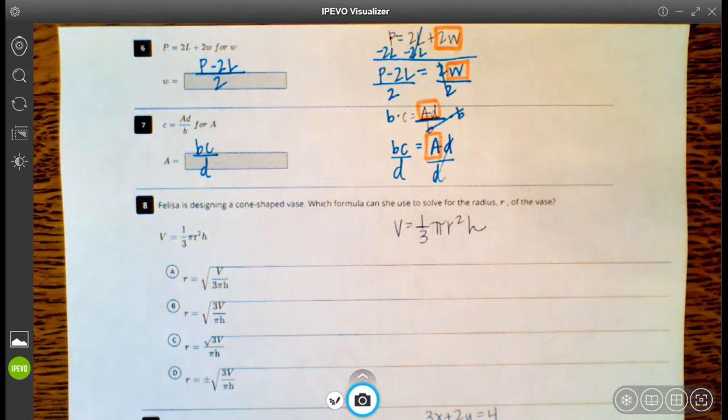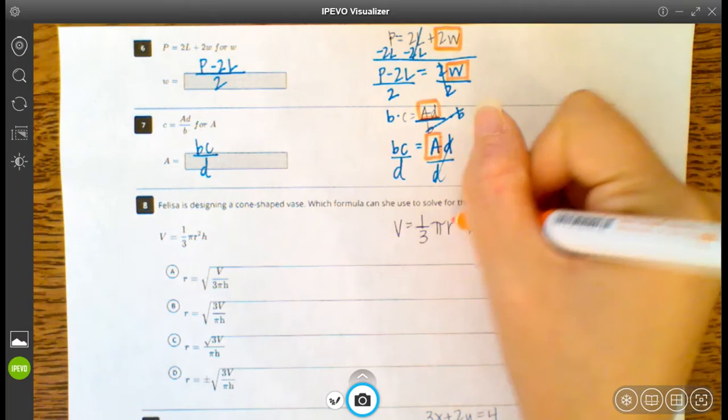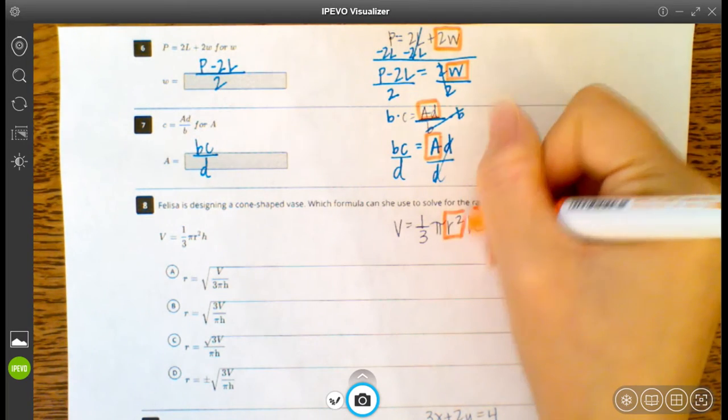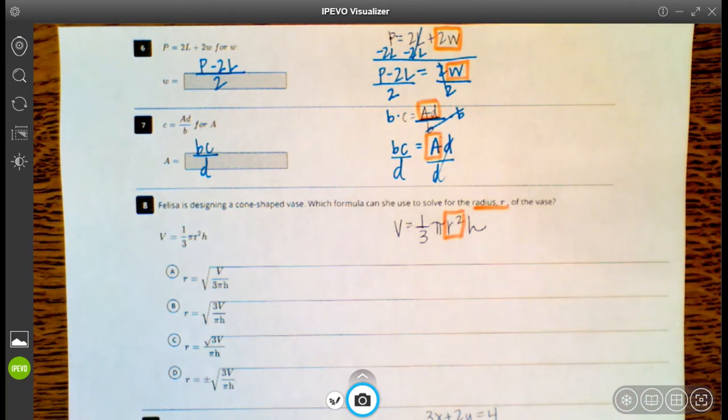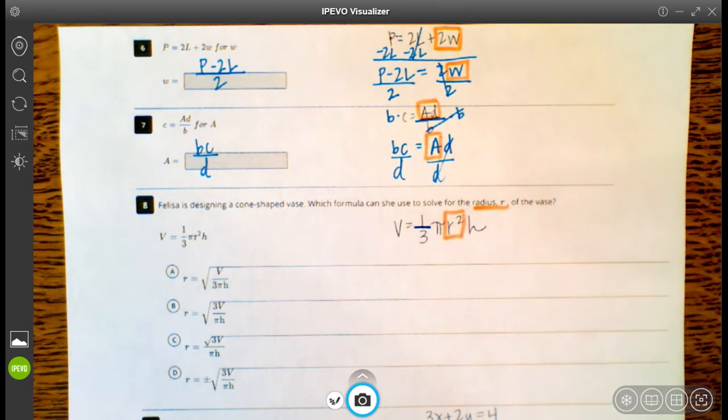All right, number 8. It looks a little scary, doesn't it? But I want to get R, radius. But right now, R has a power. So we're just going to box him with the power of 2. And let's talk about your operations on that side. Now, right now, I see this divide by 3, and it's freaking me out. So what am I going to do?